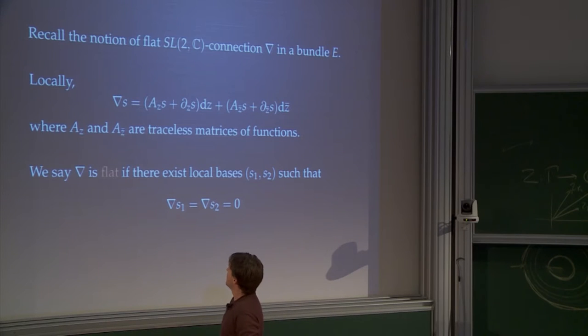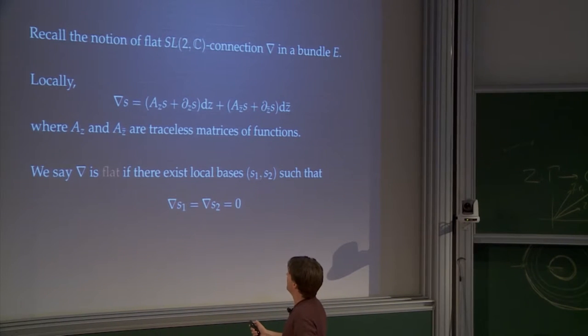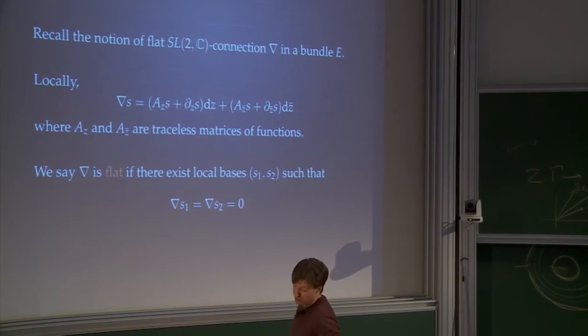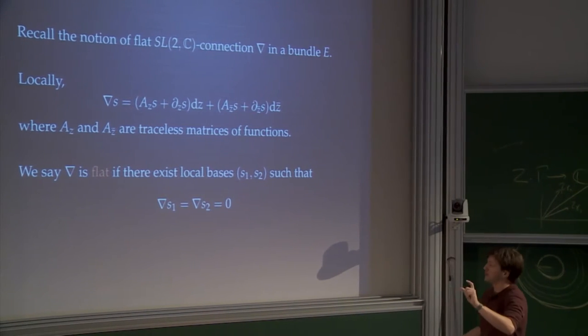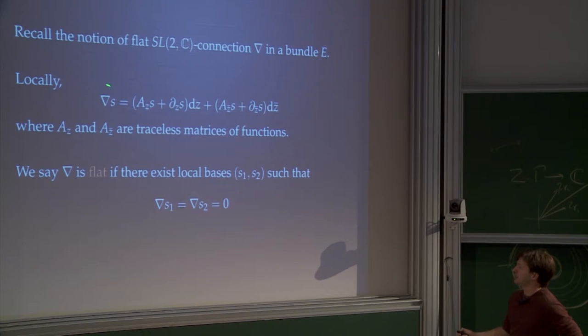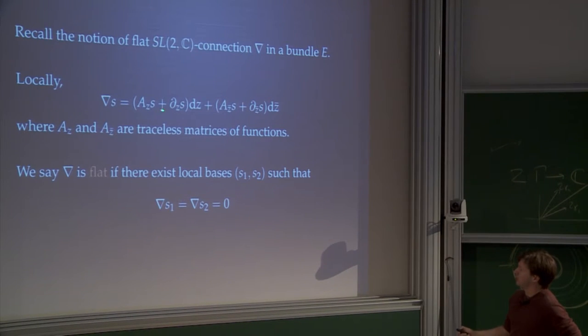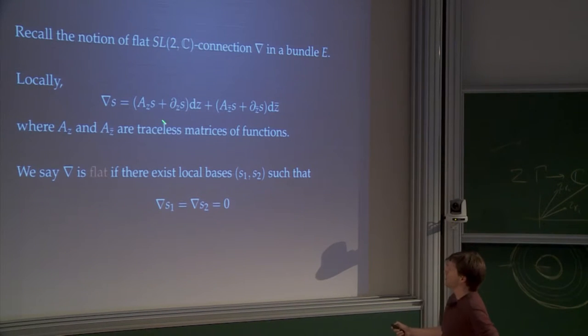So locally, if I've locally trivialized my bundle, then its sections are just some little 2x2 vectors of functions. And to differentiate one of them according to this section, well, I take its partial derivative in the usual sense, and I add to that some traceless matrix acting on my section. So locally, the connection is just represented by this pair of traceless matrices, A_z and A_z bar.